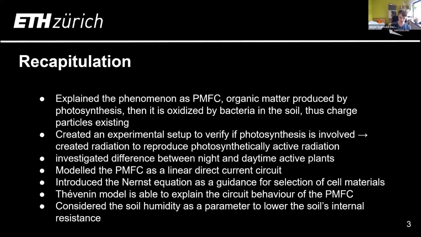And then they modeled the PMFC as a linear direct current circuit, through which they could introduce the Nernst equation to select for different cell materials. Then they found an unstable voltage which they explained with the Thevenin model, where they modeled the circuit with a capacitance, and then they also considered the soil humidity as a parameter to lower the soil's internal resistance by pushing air out of the soil.